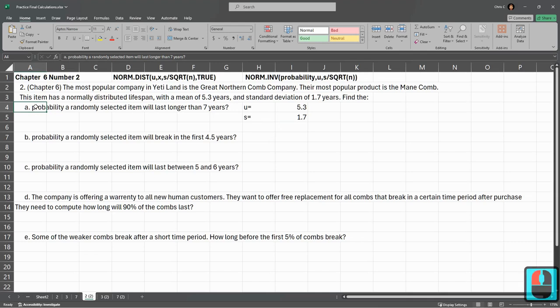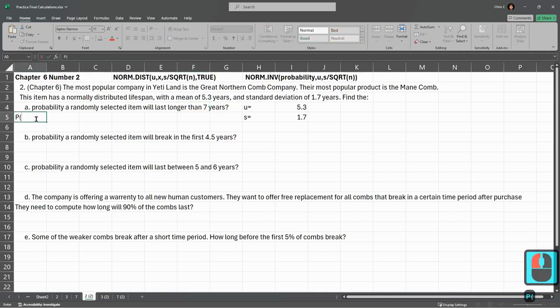So here, part A, probability a randomly selected item will last longer than 7 years. Before we even start this, let's think about the mean, 5.3. We're looking for an item to last longer than the mean, so it should be less than 50% or 0.5. It's pretty significantly longer than the mean. It's not quite a full standard deviation away, so it should be quite a bit less than 0.5.